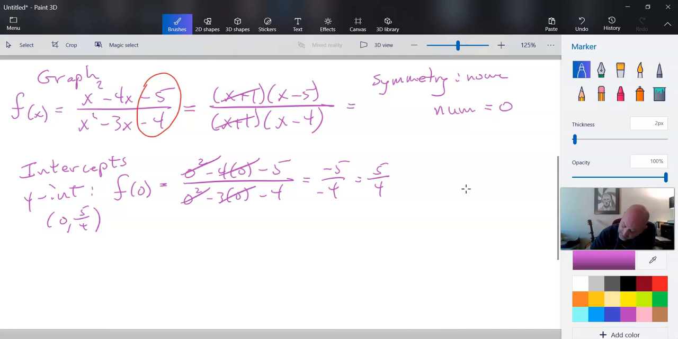So what I'm going to do is set the numerator equal to 0. The numerator right now is x minus 5 equals 0, and that happens when x is equal to 5. So now I have an x-intercept. Notice you could have more than one of them. If you ended up with more than one factor in the numerator, you could have more than one x-intercept. So the x-intercept is at (5, 0).